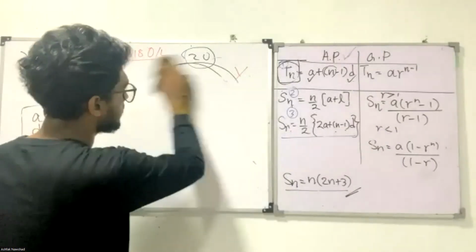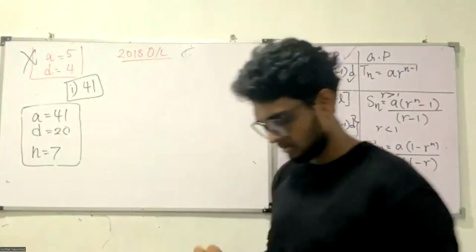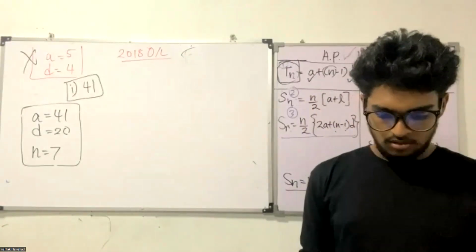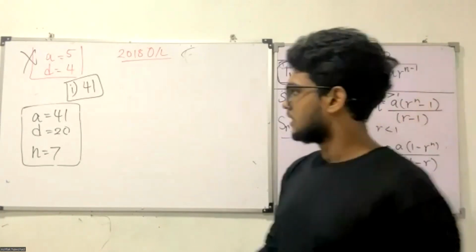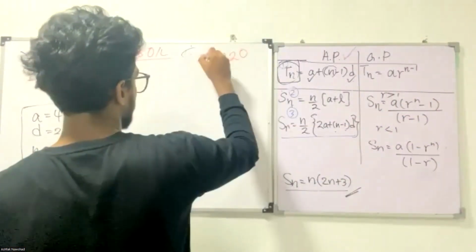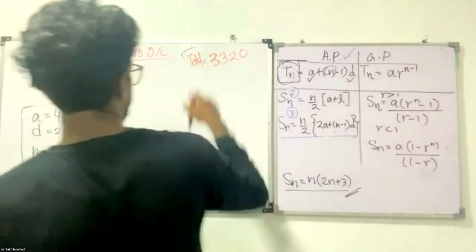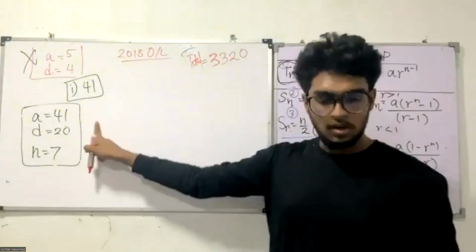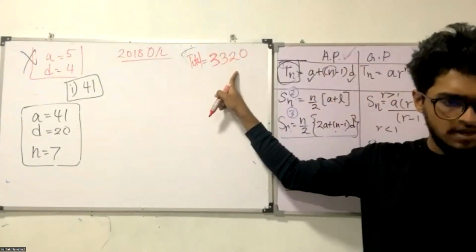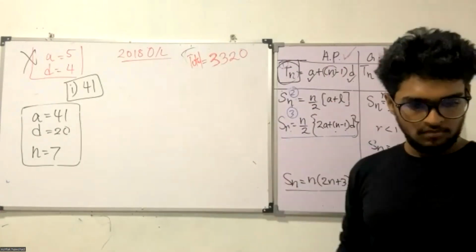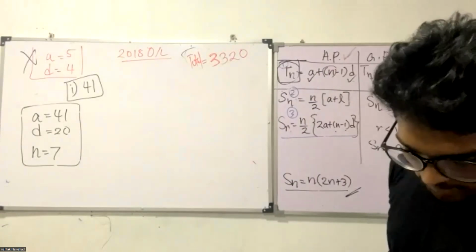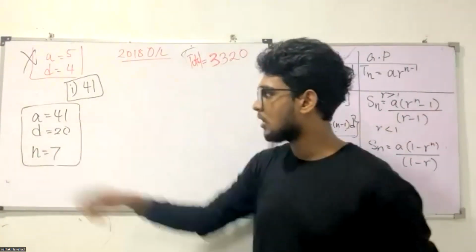So in the question, what are they asking us? They are asking us to find the number of red bulbs. Now we know the total number of bulbs. There's a total of 320 bulbs. If we find the total of yellow bulbs and subtract it from here, we are left with the red bulbs. Is it clear? So we are going to do that. We are going to find the total of yellow bulbs.